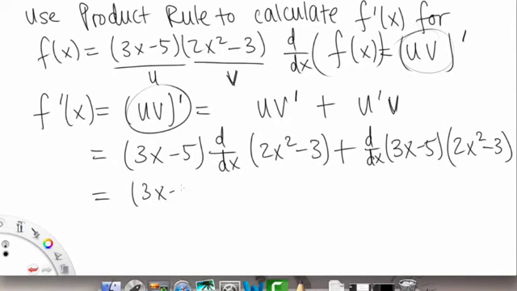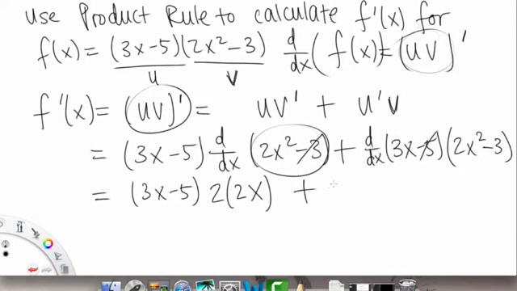Okay, so let's continue here. We have 3x minus 5, and then d/dx of 2x squared minus 3, using the power rule, because the constant goes to 0, and then using the power rule we get a 2 times 2x to the 1 power. And then plus, over here, the 5 goes away and we just get a 3, times 2x squared minus 3.